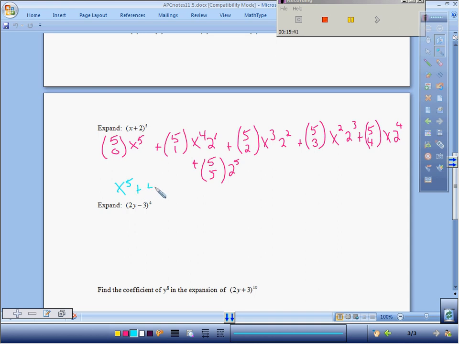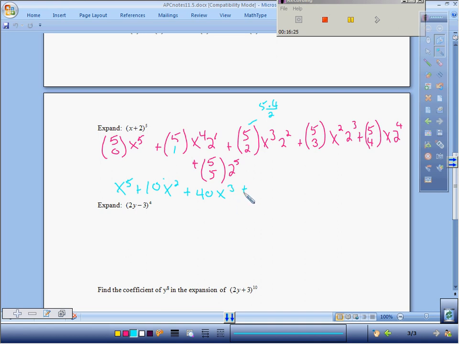That's just 5. Okay? So it's 5 times 2, which would be 10. You see that? Because 5 combination 1 is 5 times 2, which gives you 10, so you'd have 10x to the 4th. Okay? 5 combination 2 is 5 times 4 divided by 2 factorial, which is 10. So you'd have 10 times 2 squared, which is 40, so you'd have 40x to the third. Right?